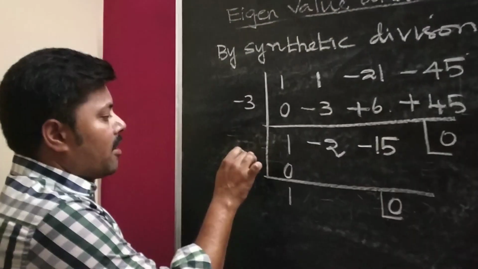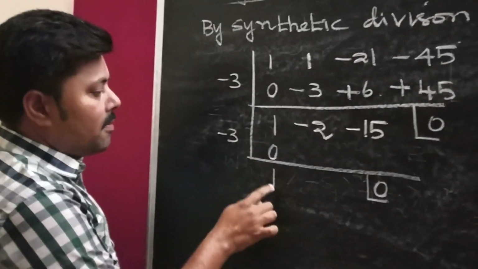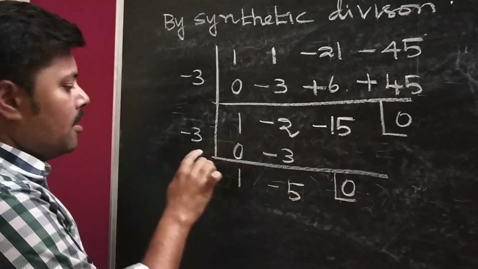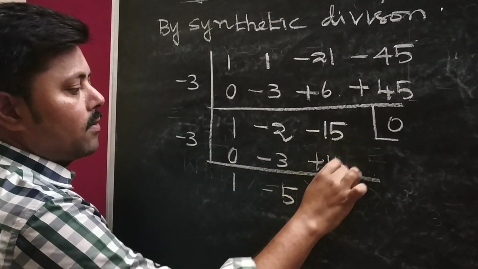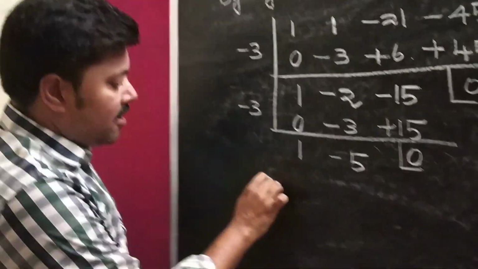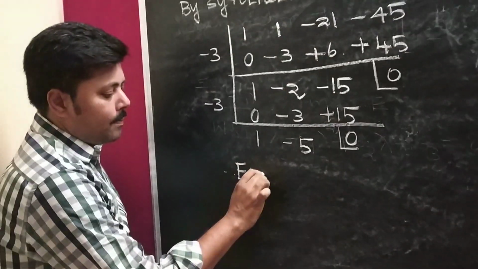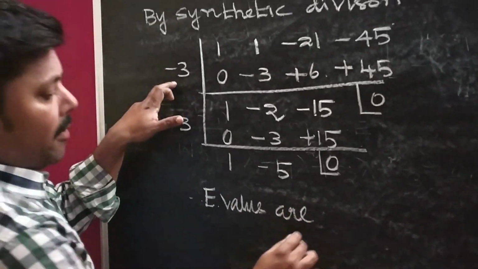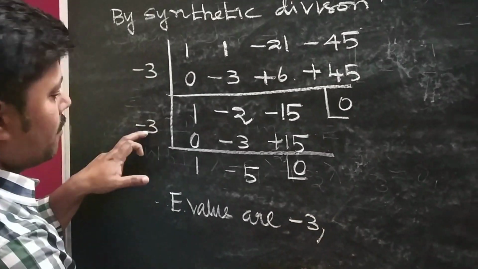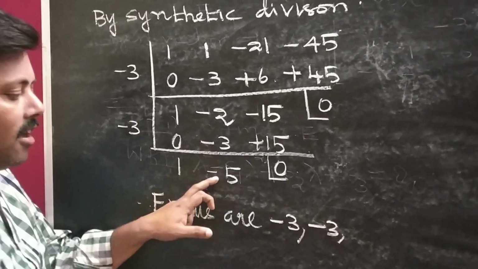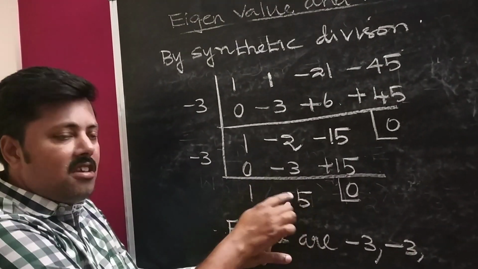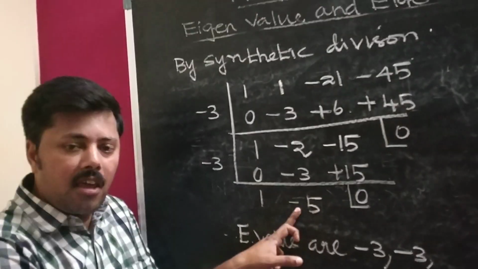So again we'll start with minus 3. So we get 1 into minus 3, minus 3, minus 3, minus 2, minus 5, plus 15, we can see. So therefore, the eigenvalues are minus 3, minus 3. Third eigenvalue here, minus 5, this lambda coefficient, this constant. So lambda minus 5 equal to 0, therefore lambda equal to 5.